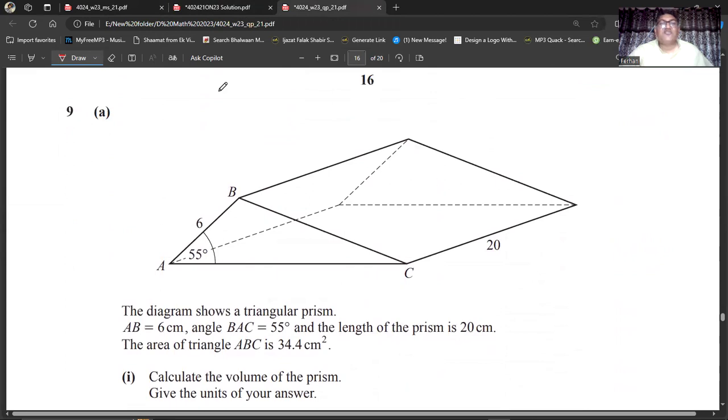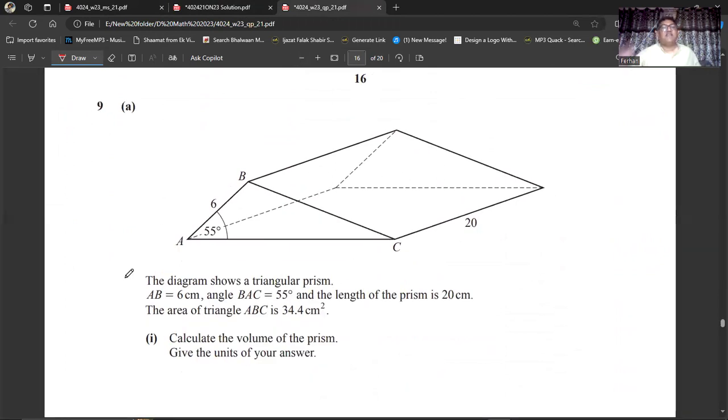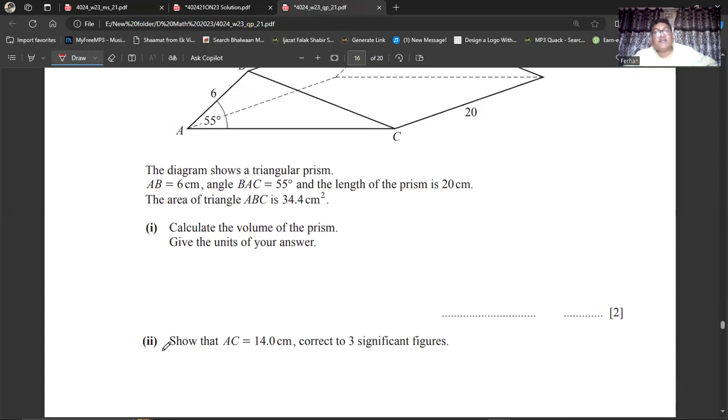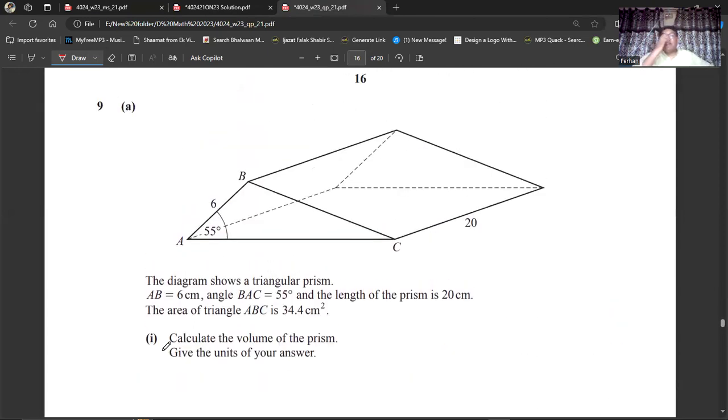Question number 9 is showing up on your screen, and he says, here the diagram shows a triangular prism. AB is 6 centimeter, angle BAC is 55 degree. Sorry, I said centigrade. And the length of the prism is 20 centimeter. The area of the triangle ABC is 34.4 centimeters square. Calculate the volume of the prism. Give the unit of your answer. So I want to find out the volume of this thing.